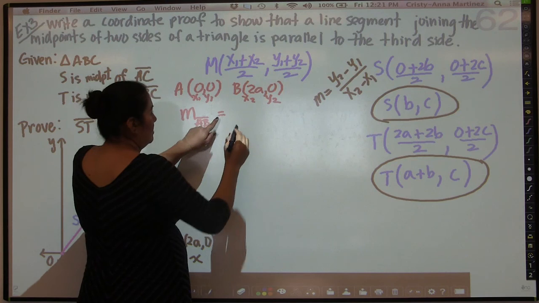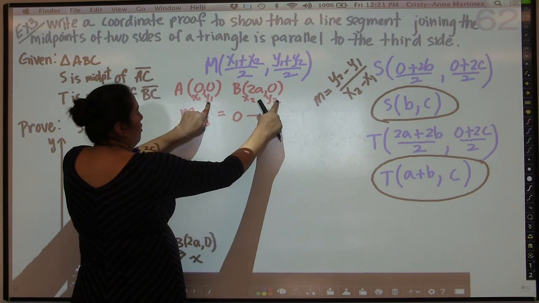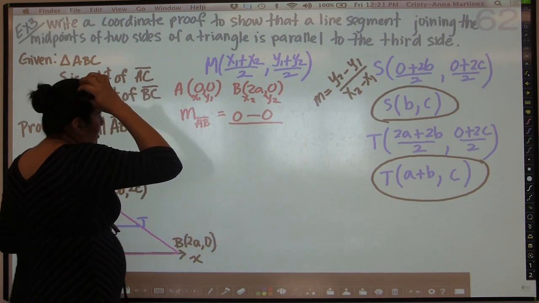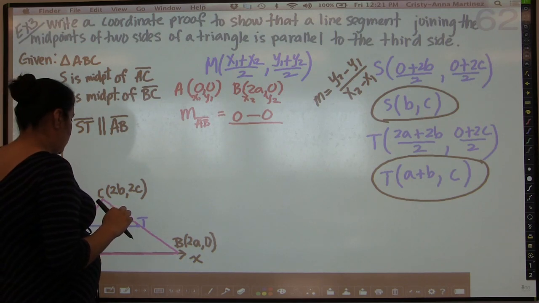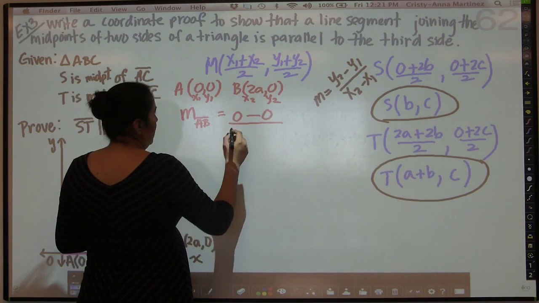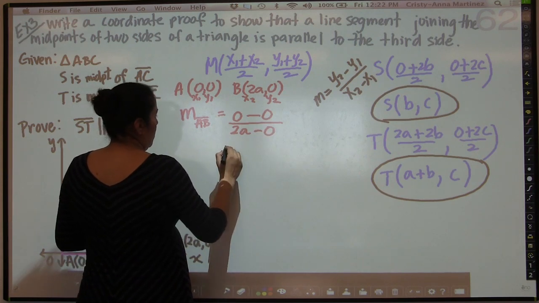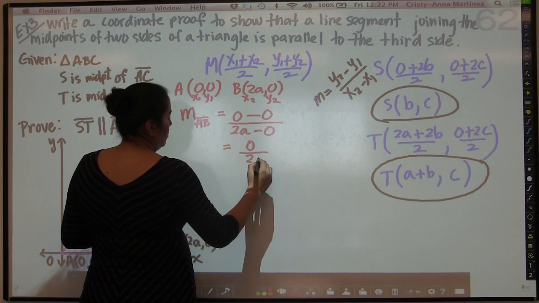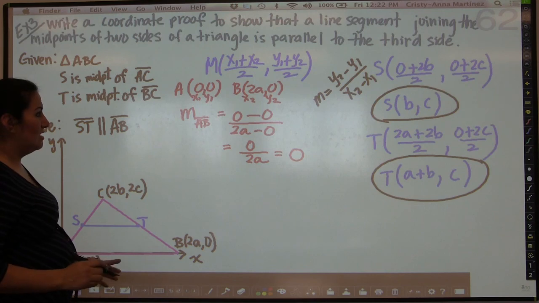So y2 minus y1 is 0 minus 0. And then I'm going to go with my x2 minus x1, so 2a minus 0. And I'm going to get 0 divided by 2a, which is 0. Okay? So that's the slope of AB.